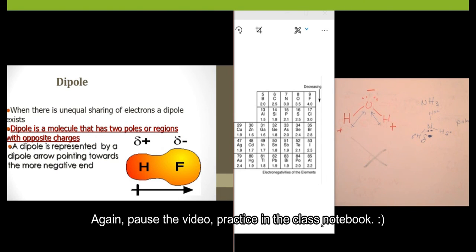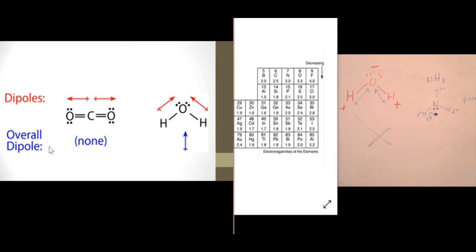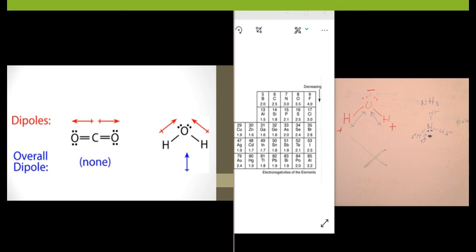Fluorine is taking more of the electron and the hydrogen is taking less of it. How do you write it? The red ones in this little example are showing individual bonds. The blue is overall. This first one is CO2, nonpolar, so it doesn't have an overall one, right? It's symmetrical, so it's nonpolar. But in water, the blue shows it's more electronegative towards oxygen. That's why it's not symmetrical, so you have the overall one.